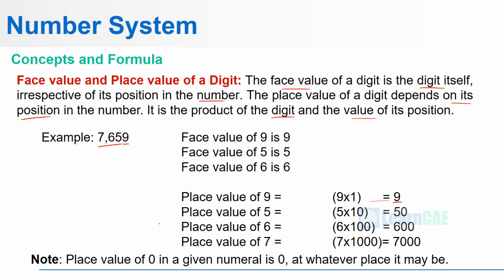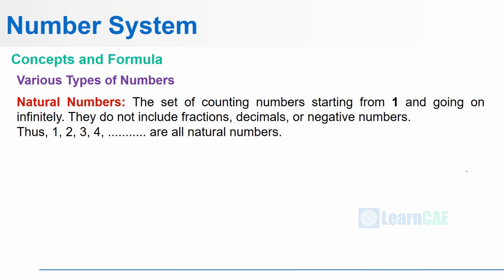Please note, whenever 0 comes in any such number, the place value of 0 in any given number is 0 at whatever place it may be. Okay, this is all about face value and place value.